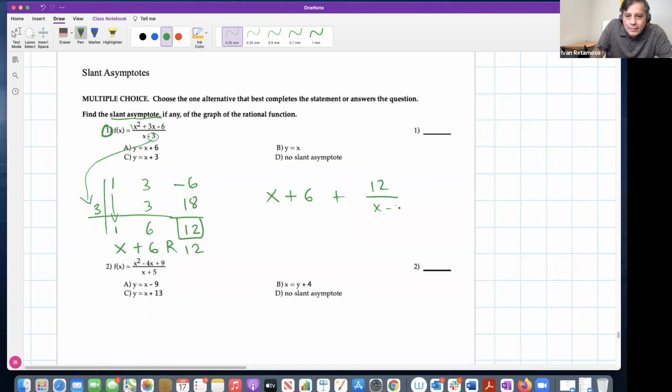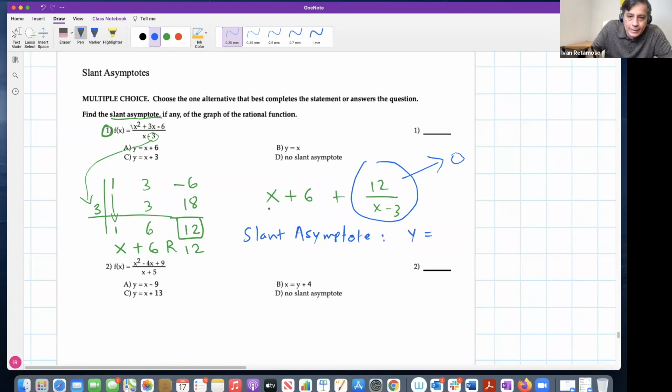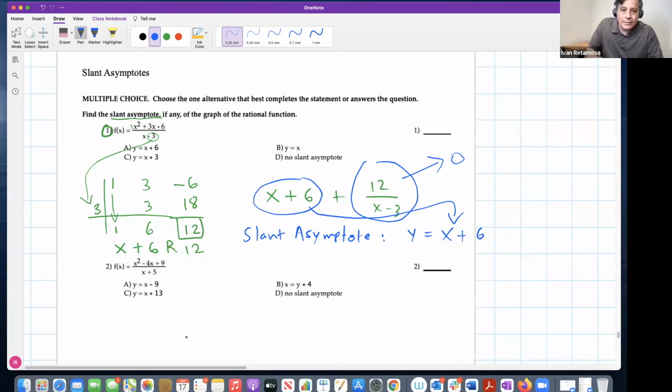And this part, remember, we don't care about this part, right? This goes to 0 for big values of x, right? Ignore this, and then say slant asymptote will be just this. The equation of your slant asymptote will be y equals this guy, x plus 6. You follow it? So just take the quotient, that will be the slant asymptote.